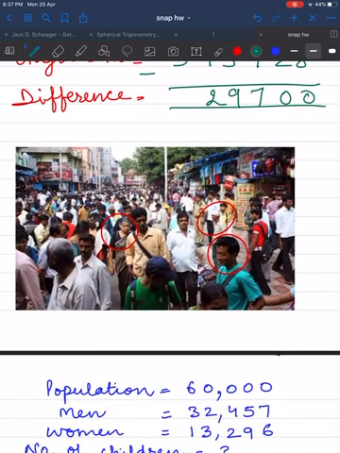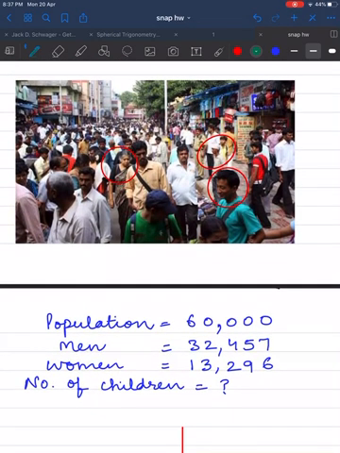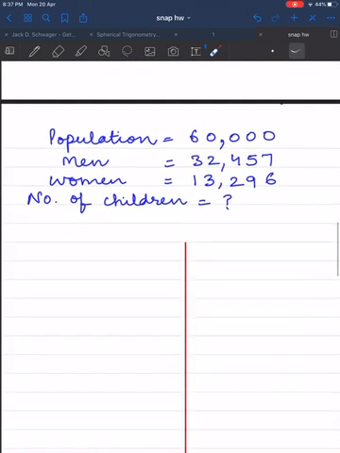Now let's move to our next question. In this question, we are given population of a town which is 60,000 and the number of men are 32,457 and number of women 13,296 and we have to find out the number of children. Now population here means people of the town. So in the picture you can see we have men, women and children. So to find out the number of children, we have to add number of men and women and then from 60,000 we have to subtract. So let us do this question.